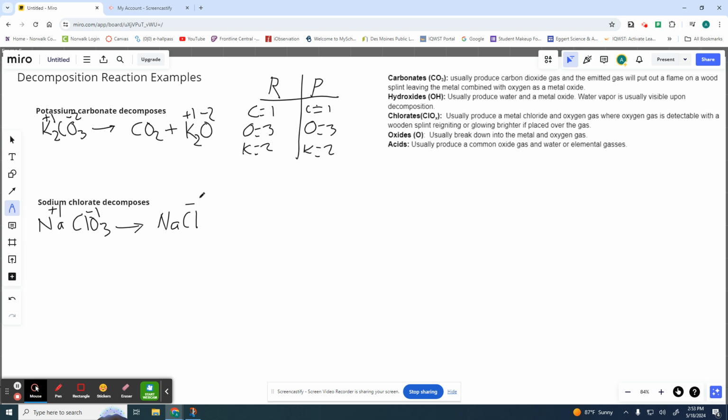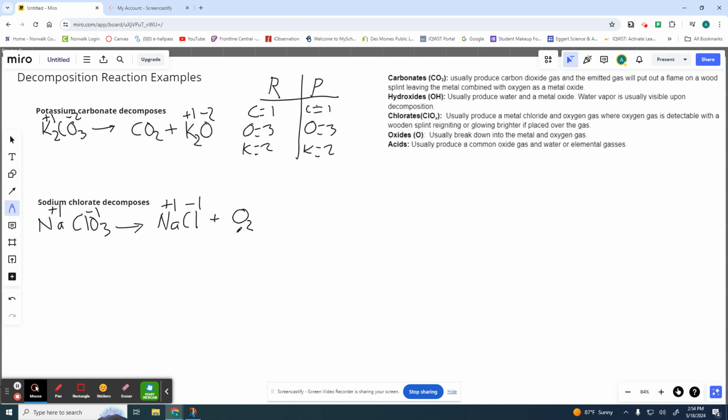The charge on a chlorine is -1. Charge on a sodium is +1. They're canceled out and balanced out from a charge point of view at this point. The chlorate said that it also breaks down into oxygen gas, so I need to put oxygen. Remember that when you have oxygen and other elements such as nitrogen, hydrogen, fluorine, chlorine, bromine, and iodine, they're going to be diatomic when they're all by themselves. So you have to put a 2 on there.